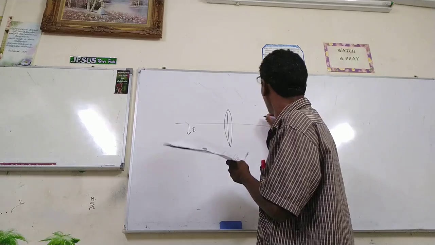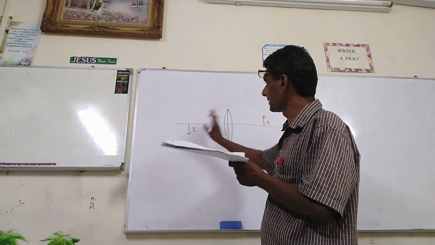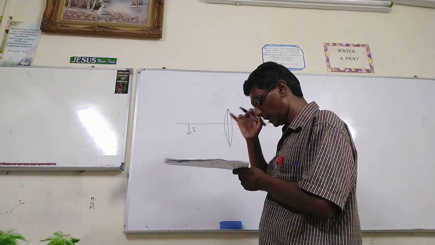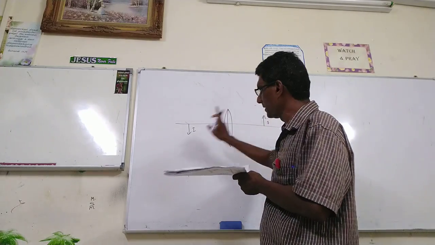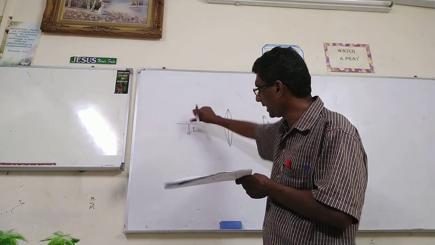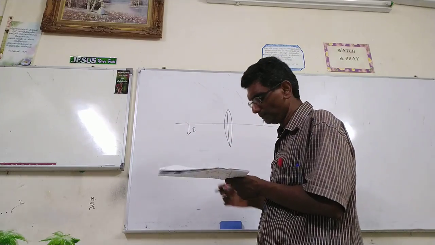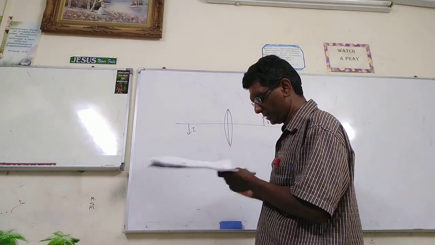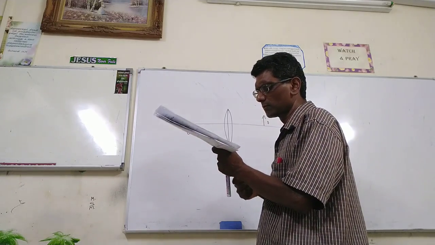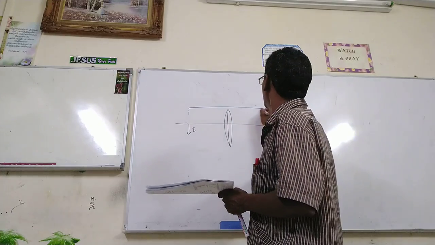This image and this object: the image is on the other side of the object. Object on one side, image on the other side. So the image must be a real image, real and inverted, upside down. And the distance from the image to the object.